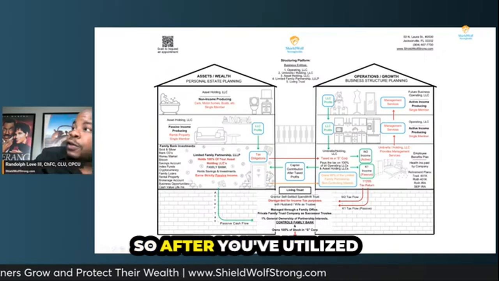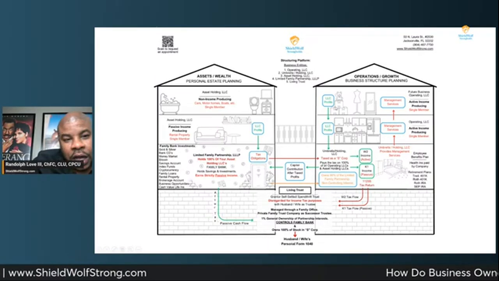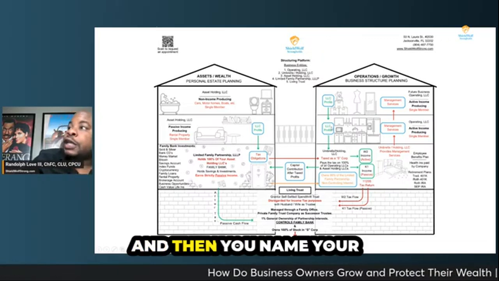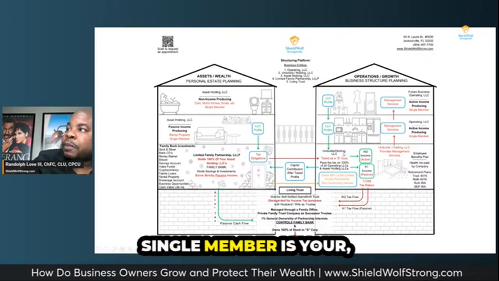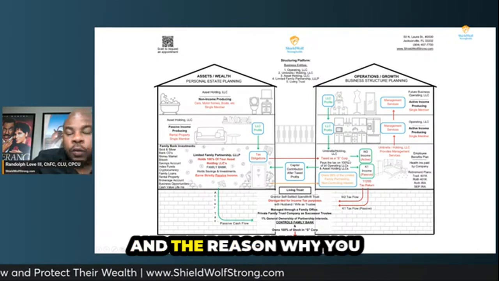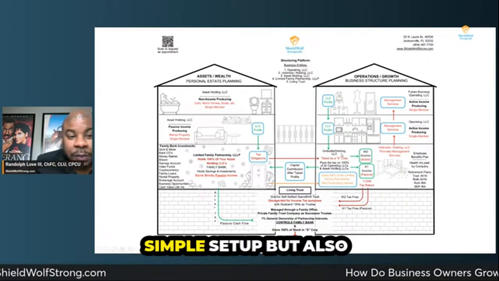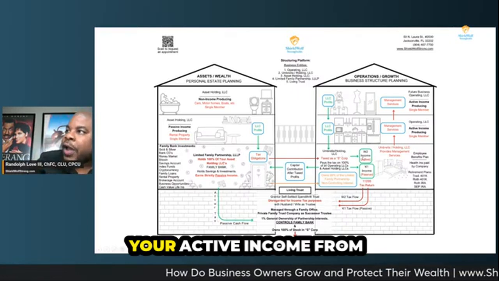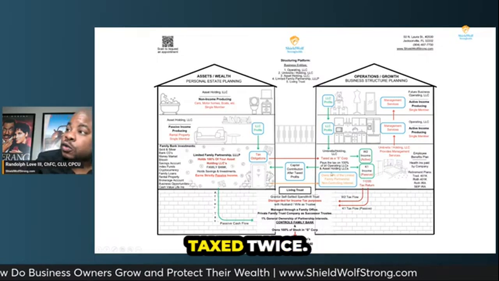All right. So after you've utilized the LLC to protect you against liability for doing direct business with the public, and then you name your single member LLC. The member that's the single member is your holding company. Your LLC treated as S corp, and the reason why you set up the LLC treated as S corp is so you can have the simple setup, but also the tax treatment to where you can separate your active income from your passive income, because you don't want all your income to get taxed twice.